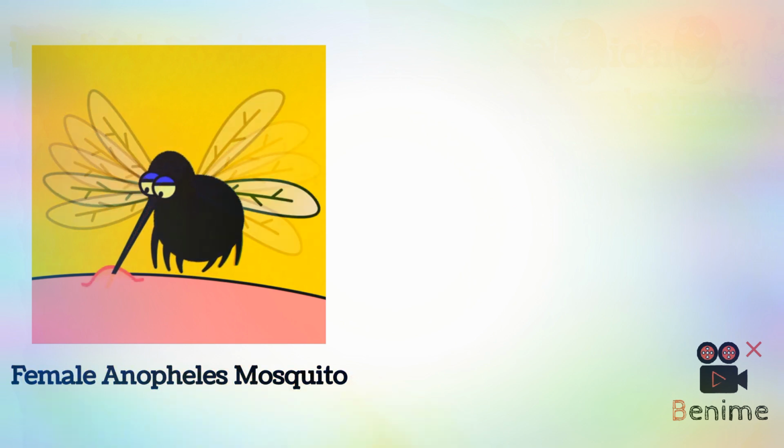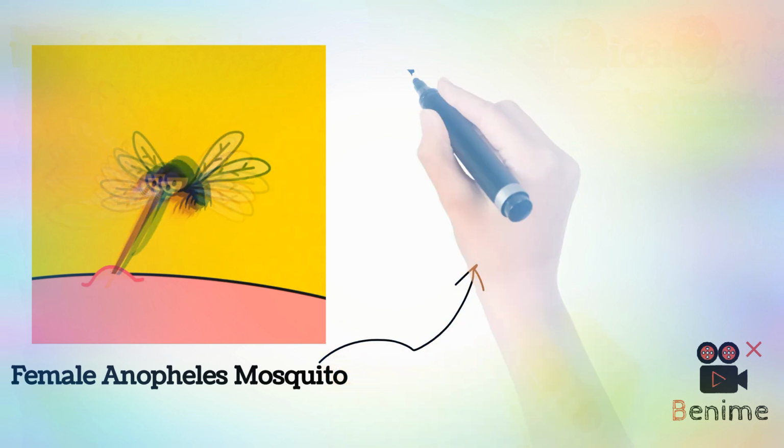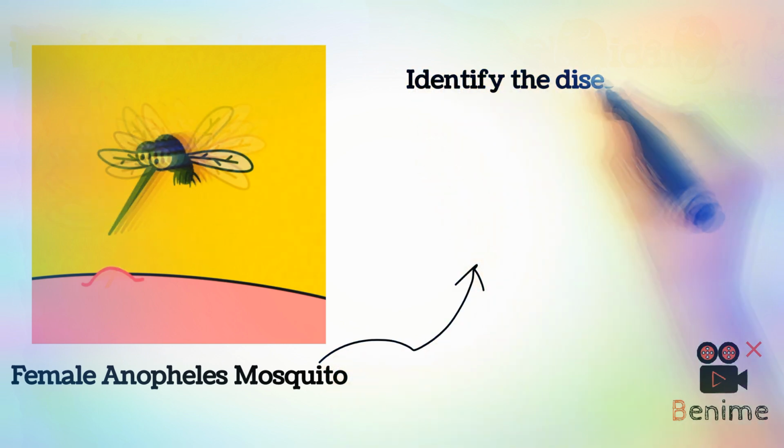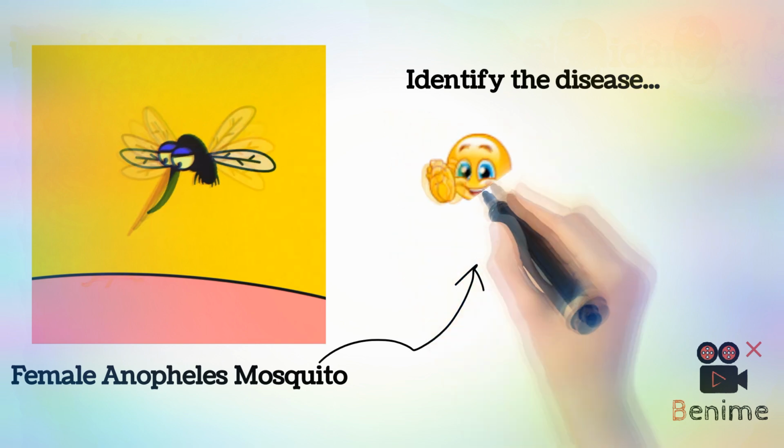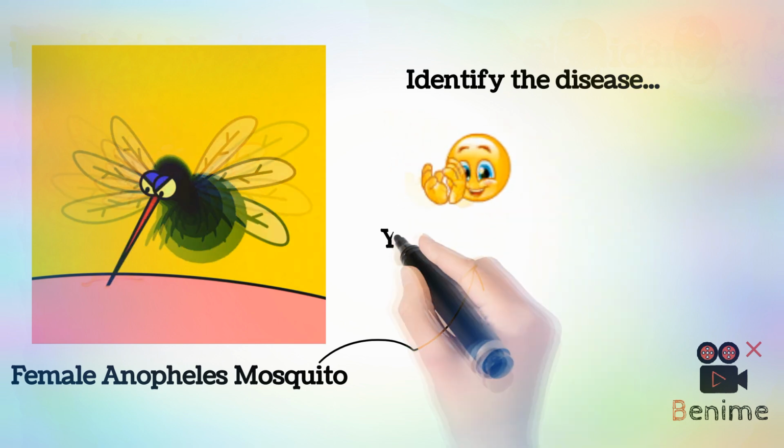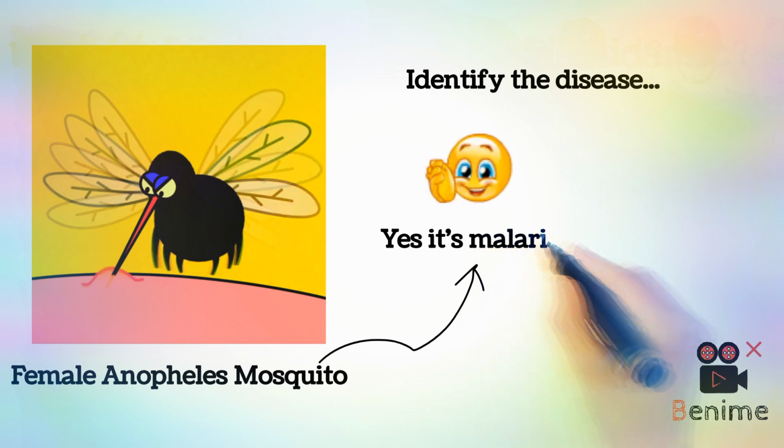What you can see here is a mosquito sucking human blood. And which mosquito is it? It is the female Anopheles mosquito. Now I am sure you might have identified the disease. Yes, you are right. So clap for yourself. Yes, it's malaria. Come, let's explore it further.